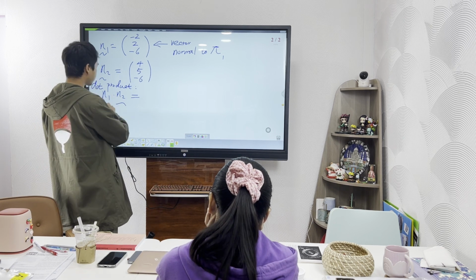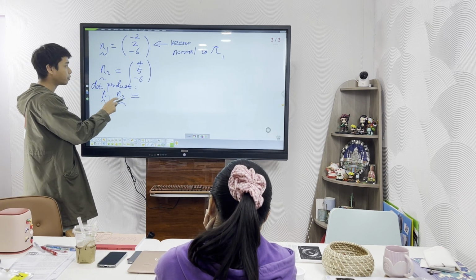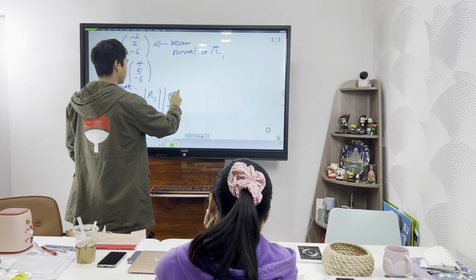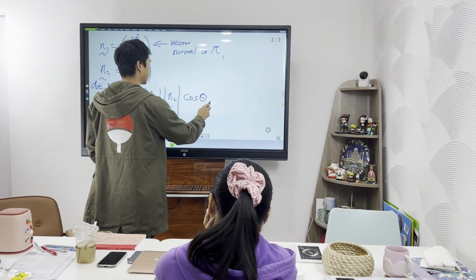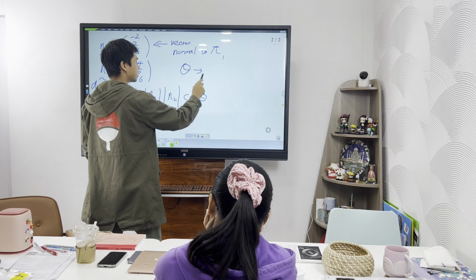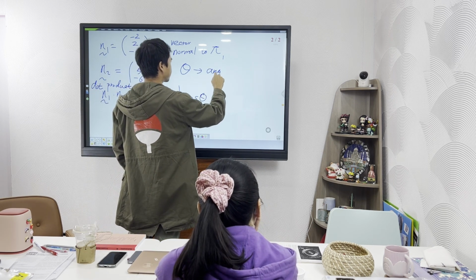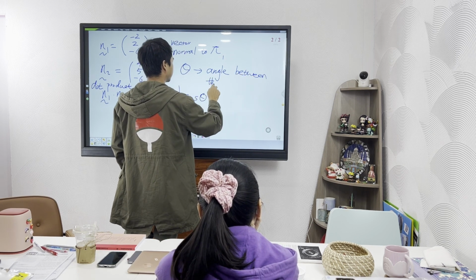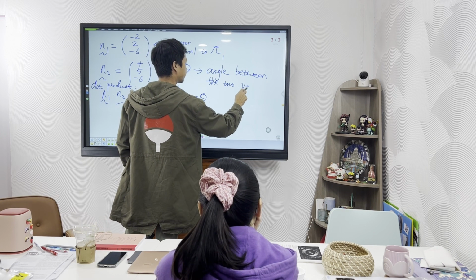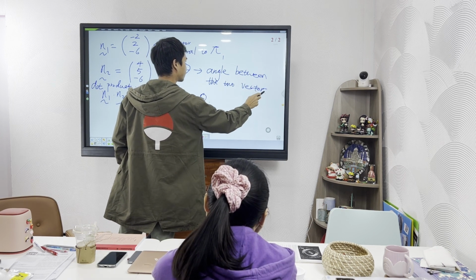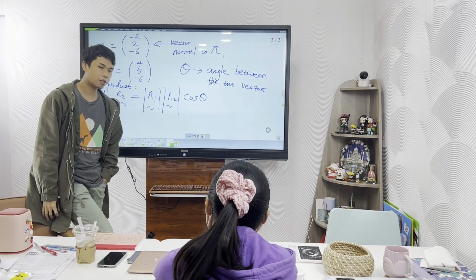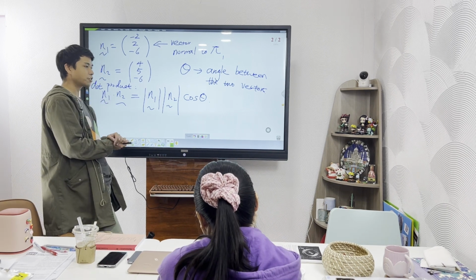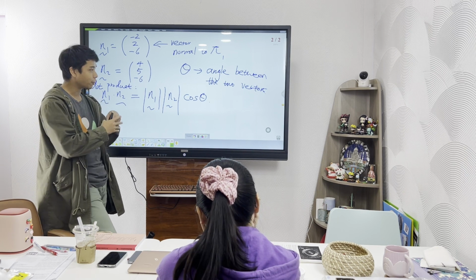Okay, so by formula, n1 dot n2 equals the length of n1 and the length of n2 multiplied by cosine theta, and this theta is the angle between the two vectors. You mean the two planes? No, vectors. Like you will be asking why the question asks for the angle between the two planes, and now you are talking about two vectors, right?